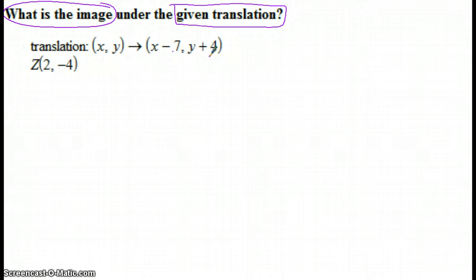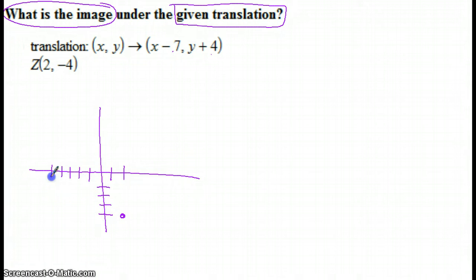I can apply the rule right away, or I can sketch a graph. So I can see z is at 2, negative 4. I can go left 7, 1, 2, 3, 4, 5, 6, 7, and up 4. And this is where z prime would live.